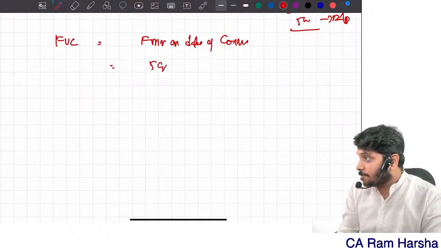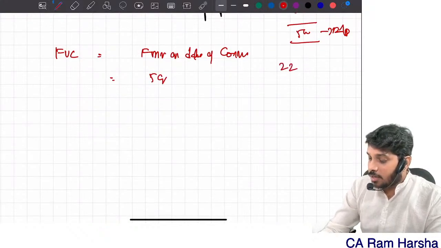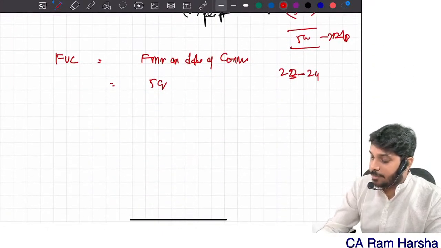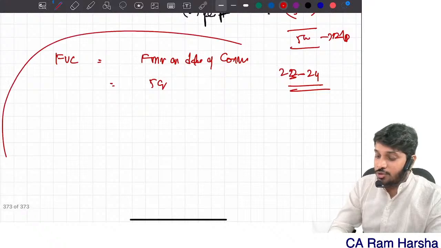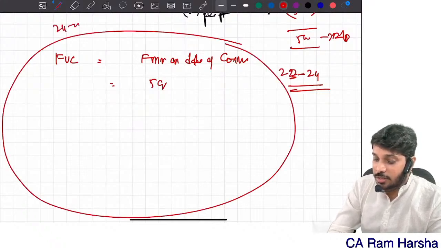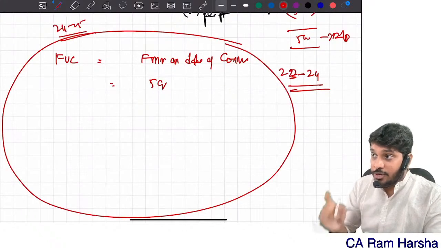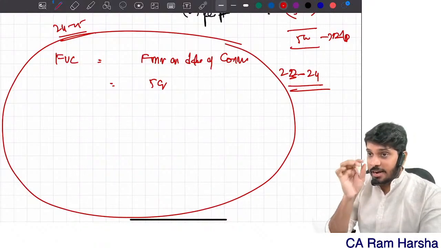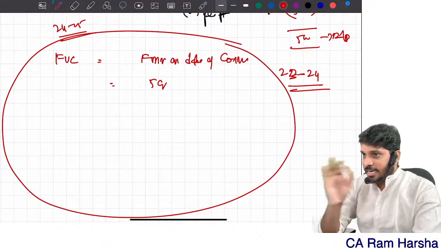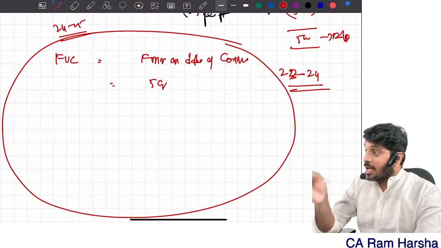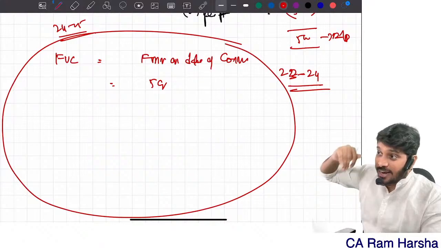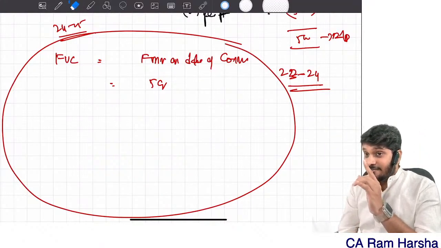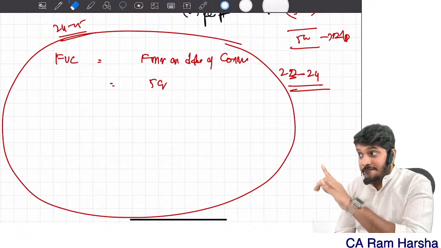What is the market value on date of conversion? 5 crore. The conversion happened in 23-24. But you should compute capital gains in which year? 24-25. Because 24-25 is the year in which stock in trade is ultimately sold. Conversion of capital asset into stock in trade is not taxable in the year of conversion, but taxable in the year in which stock in trade is ultimately sold.